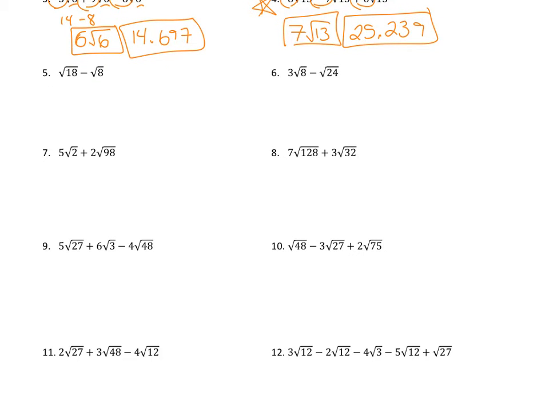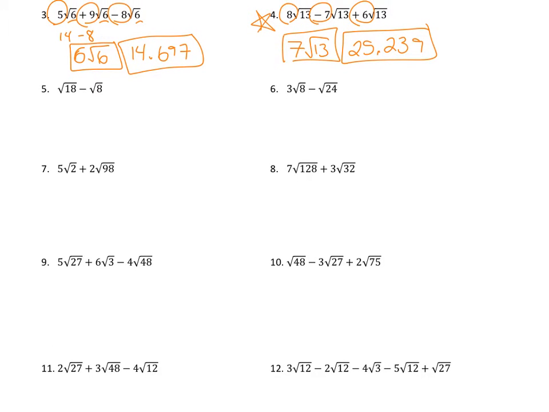All right, so now we are getting into what we need to do if they are not exactly the same. So on number 5, you can see that they're not exactly the same, so we need to simplify each of them individually. So for 18, my 2 factors, I could use 9 and 2. 9 gives me a perfect square of 3. So remember the 3 goes outside, the 2 is left over inside.